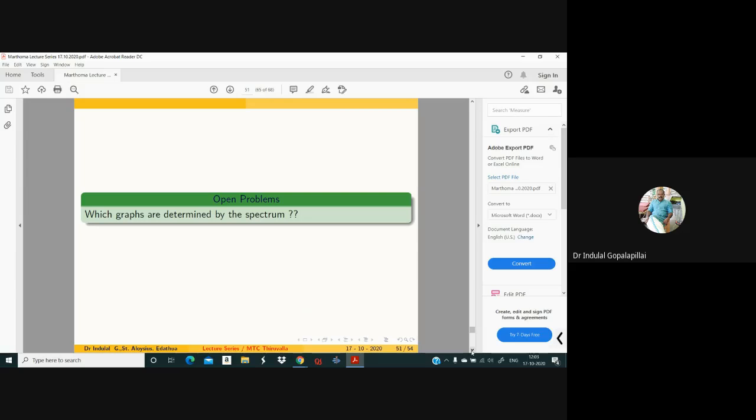Suppose the spectrum of a graph is given. How can you prove that all graphs with the same spectrum are isomorphic to G? If you can prove that, we say the graph G is determined by the spectrum. Otherwise, not. And we can make this question more loose by asking, can you find the classes of graphs having a given spectrum? Can we find non-isomorphic classes of graphs having the same spectrum?